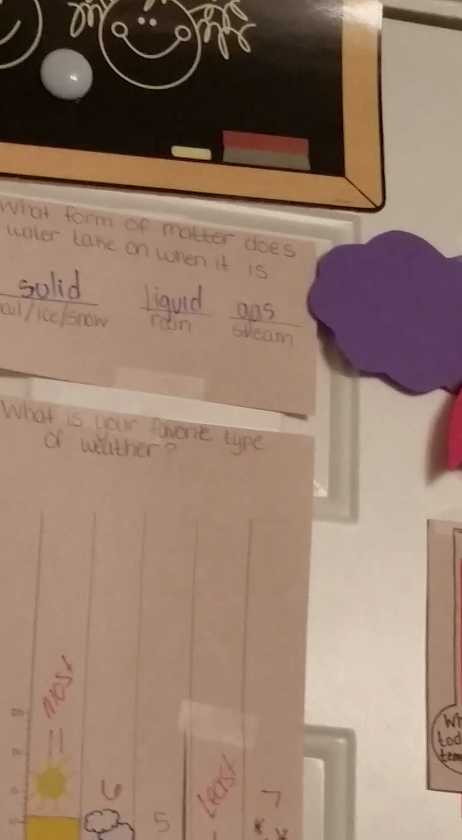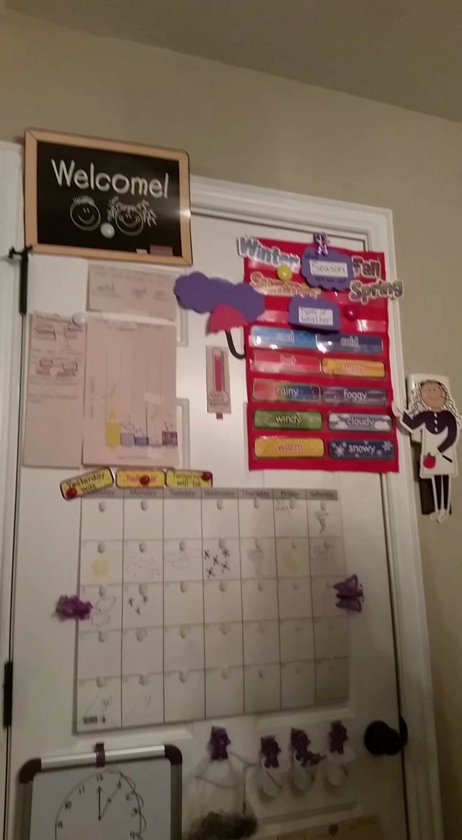That would be the form of solid. Rain is a liquid, and steam is a gas. So it could be a science problem or tally marks, or it could be a plot chart. You just never know in the calendar math.